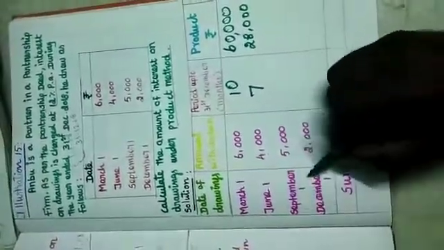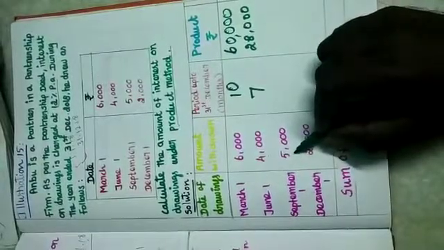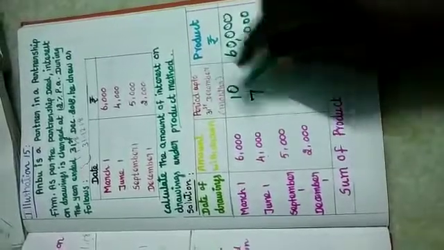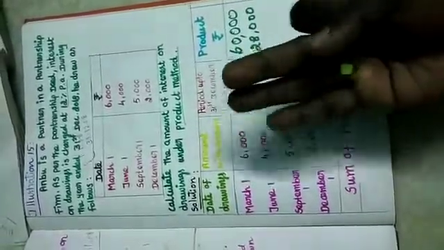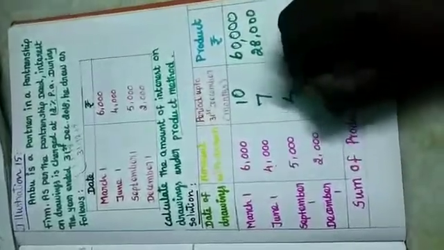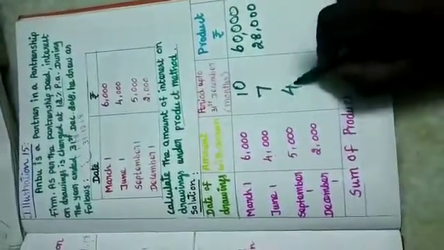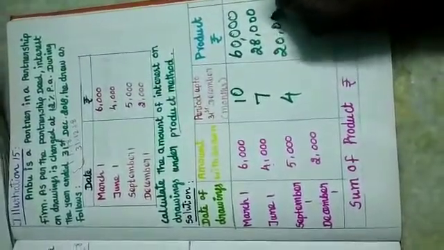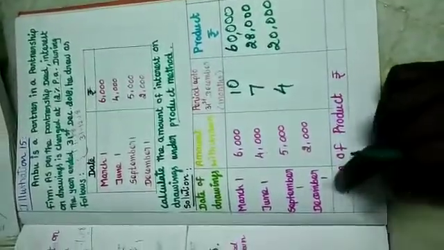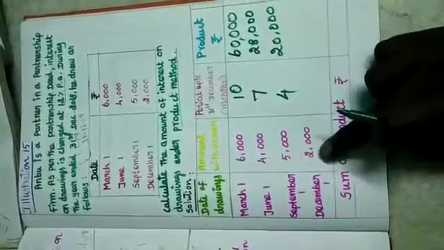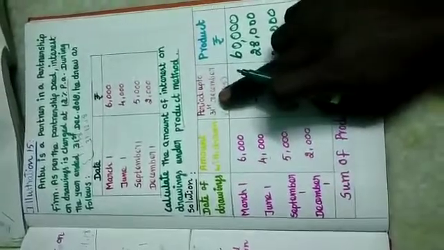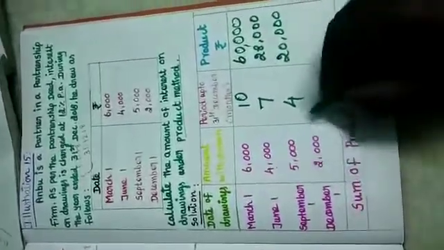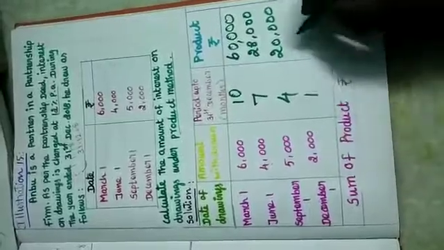Then on September 1st we have withdrawn 5,000. This amount is utilized until 31st December. From September 1st to 31st December, how many months are there? September, October, November, December, 4 months. So 4 is placed here. Now 5,000 into 4, we multiply it, so we got the amount 20,000. Then on December 1st we have withdrawn 2,000. The closing date is 31st December, so from December 1st to 31st December we have 1 month. So we place the number of months as 1. So 2,000 into 1 is 2,000.